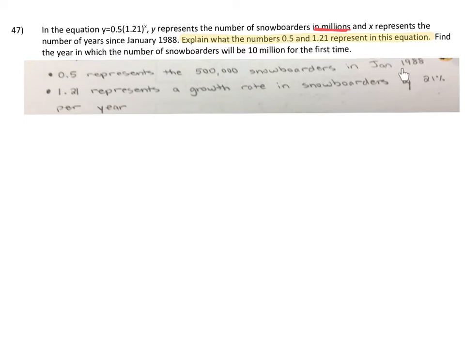But it is important to say when and what, and then also how many. All right, the 1.21. So we know that within the parentheses, it represents 1 plus the rate. So 0.21 would be the rate, because here's your 1, and then plus the rate would be this. If we take the decimal 0.21 and move it 2 places to the right, that's equal to 21 percent. When you change from a decimal to percent, you move the decimal over twice. So what that means is that the number of snowboarders is increasing by 21% per year.